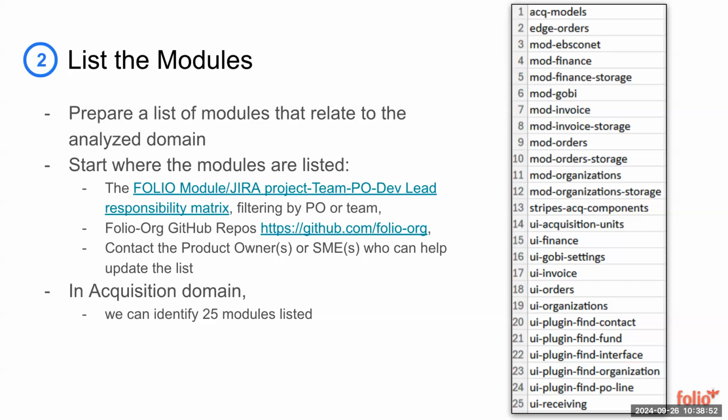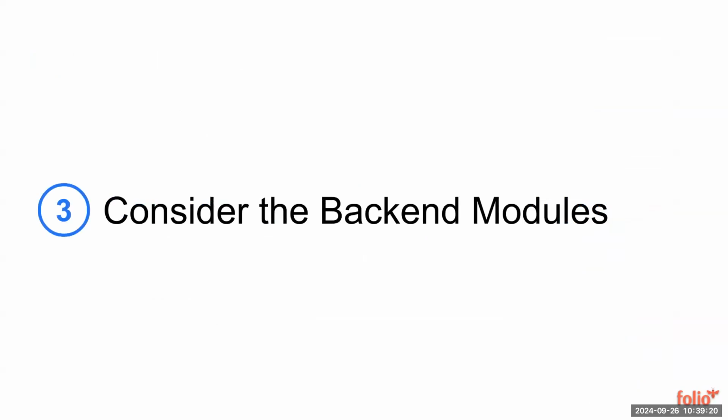So the goal is to gather all of the pieces that potentially relate to this domain, which is acquisition. So you can see on the right-hand side, we've gone through this and we've identified maybe 25 modules in the repos that exist and that relate in some sense to the acquisitions domain. And feel free to ask questions at any time if you have any questions. Okay, so now how do we do this?